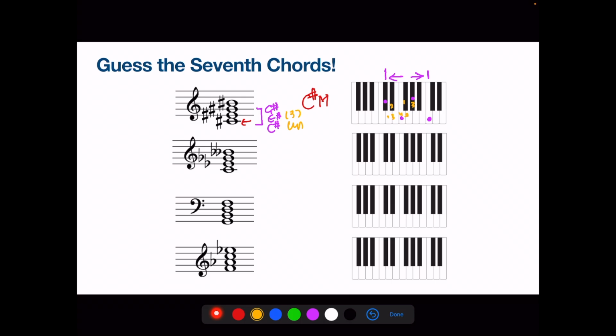So from here, I just go, okay, it's going to be 1, 2, 3, 4, 5, 6, 7, 8, 9, 10, 11. Okay, 11 half steps. That's a major 7. You could do that, but there's also a smarter way.